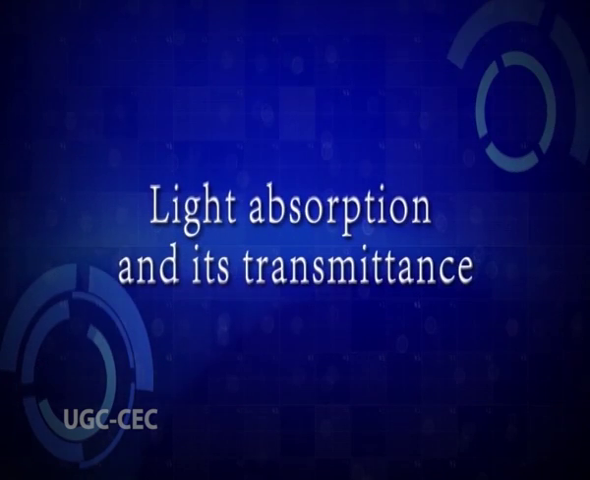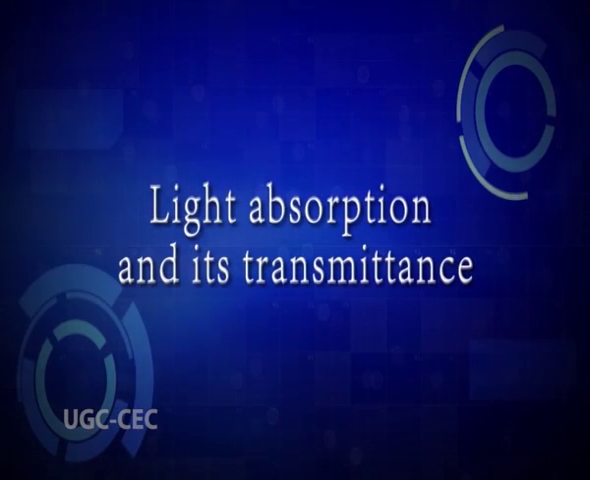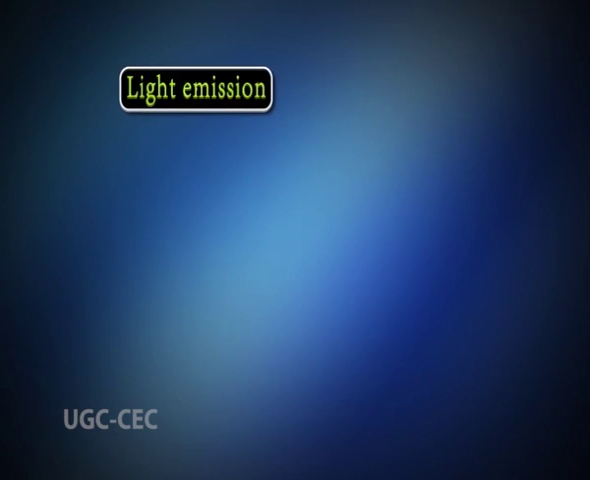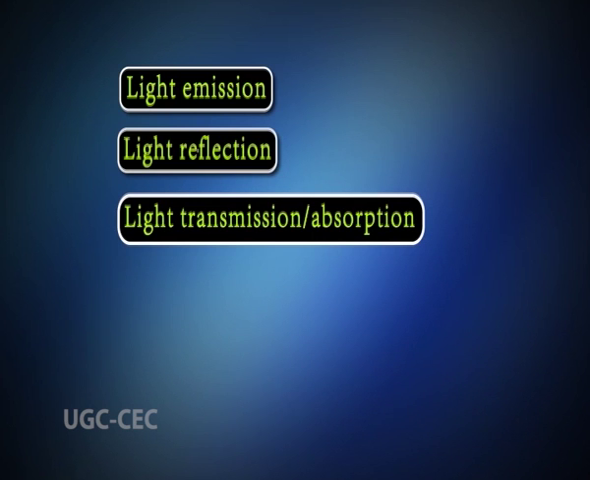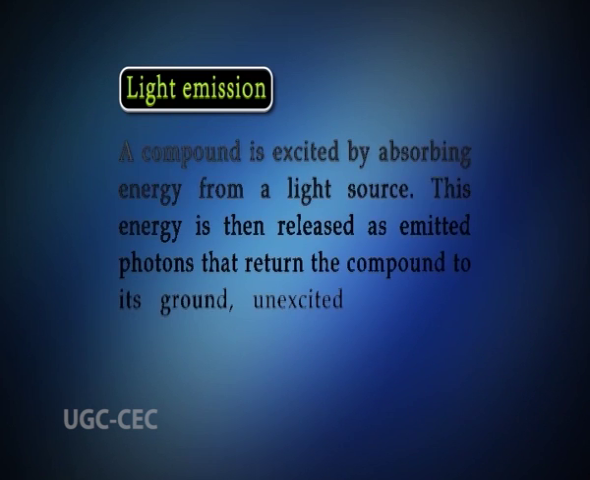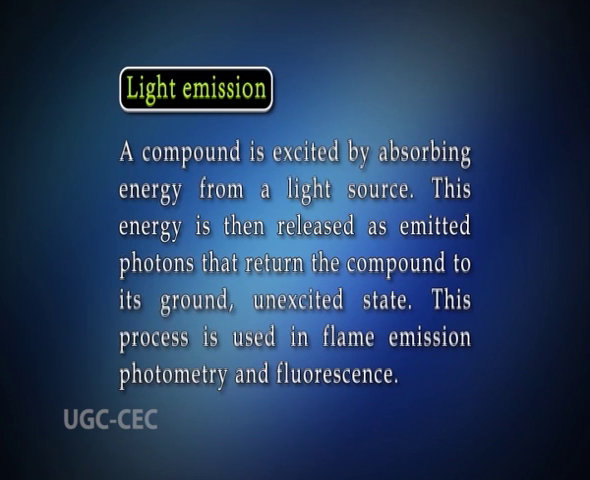Now, light absorption and its transmittance. Three processes determine the color of an object or solution: light emission, light reflection, and light transmission or absorption. In light emission, a compound is excited by absorbing energy from a light source. This energy is then released as emitted photons that return the compound to its ground unexcited state. This process is used in flame emission photometry and fluorescence.